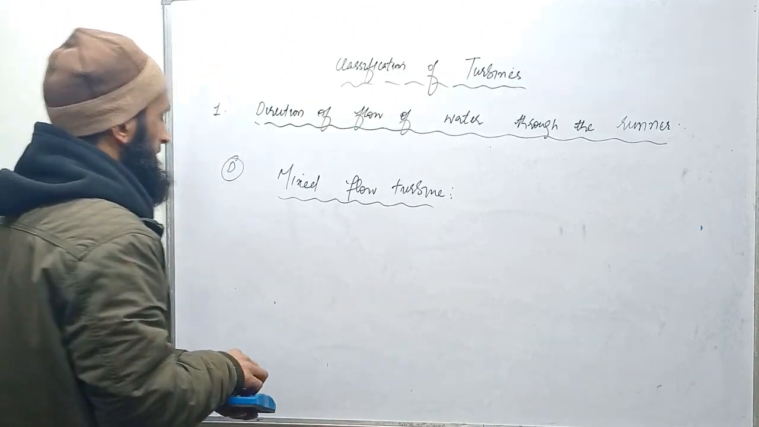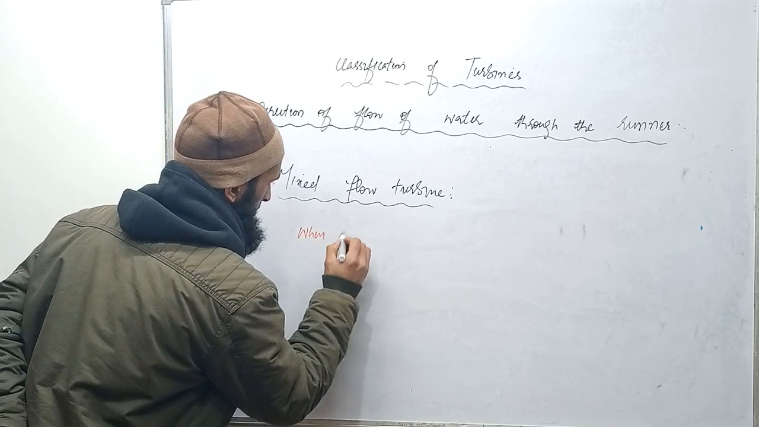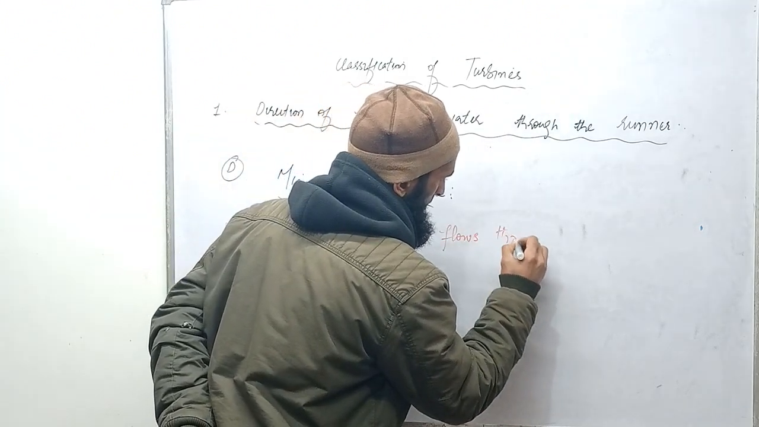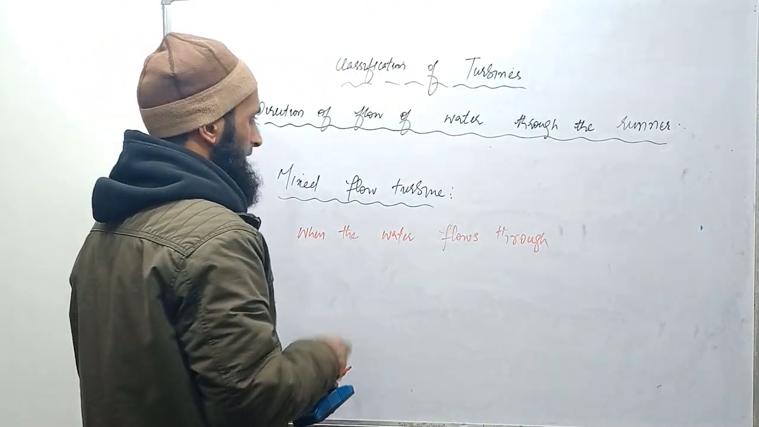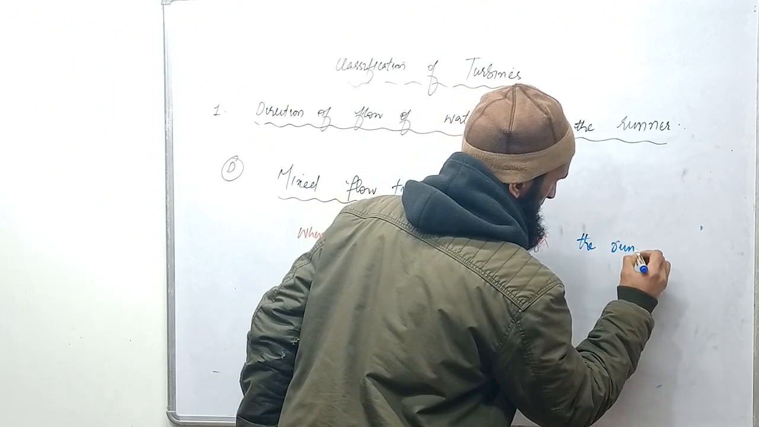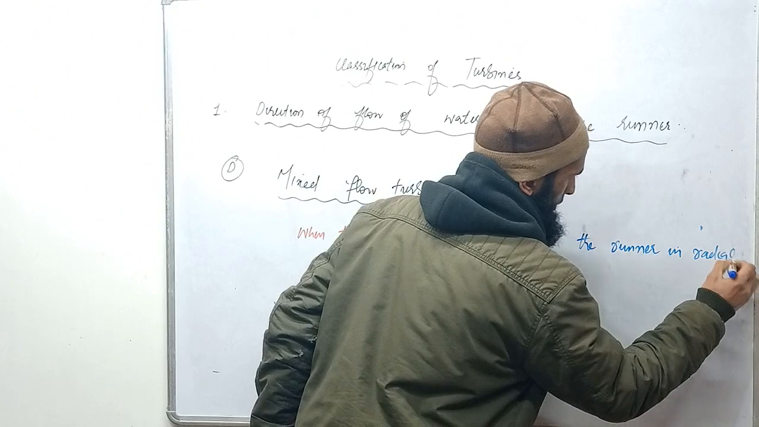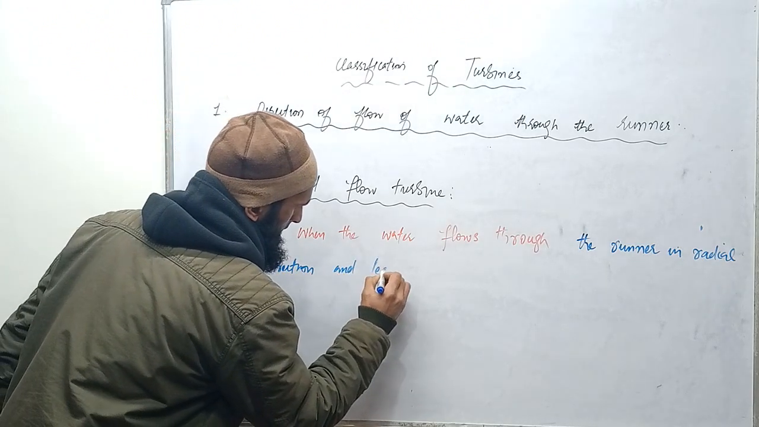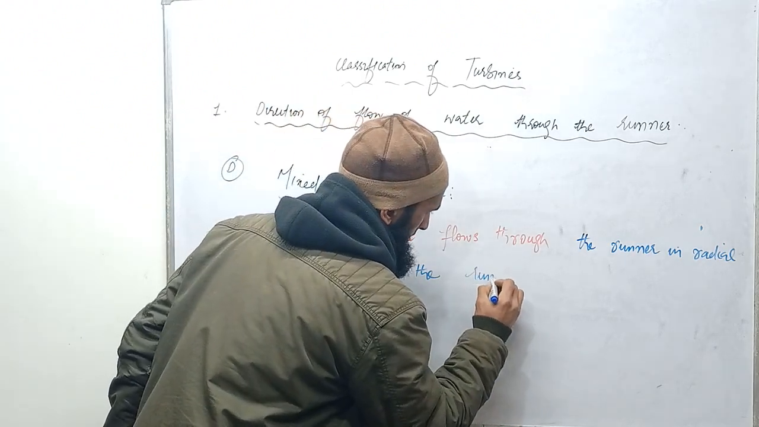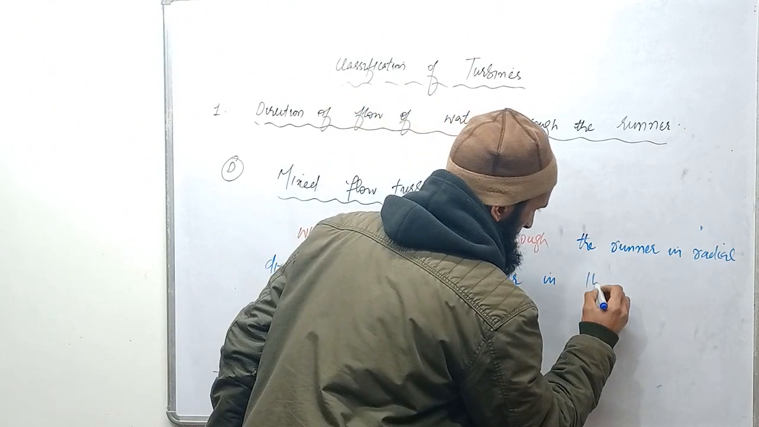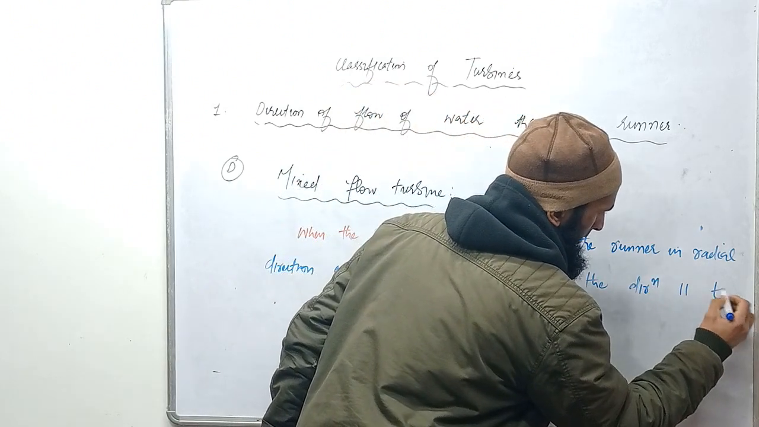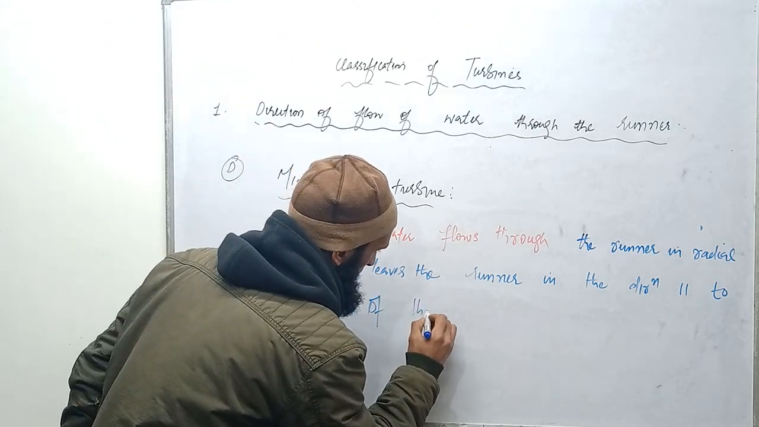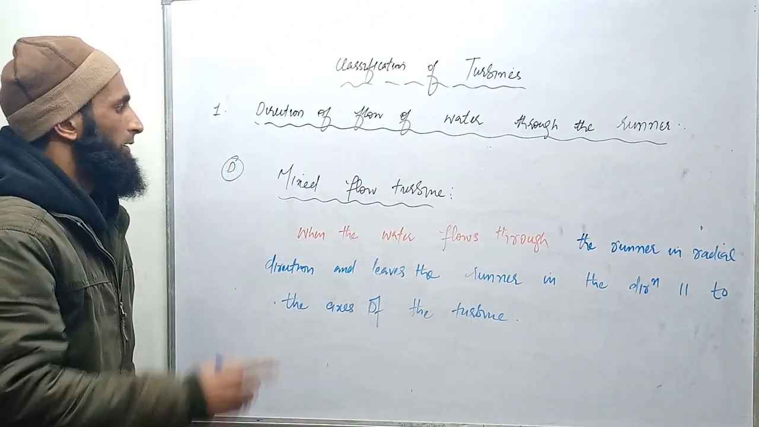So we will write the definition here. When the water flows through the runner in a radial direction and leaves the runner in the direction parallel to the axis of the turbine, then the turbine is known as a mixed flow turbine.